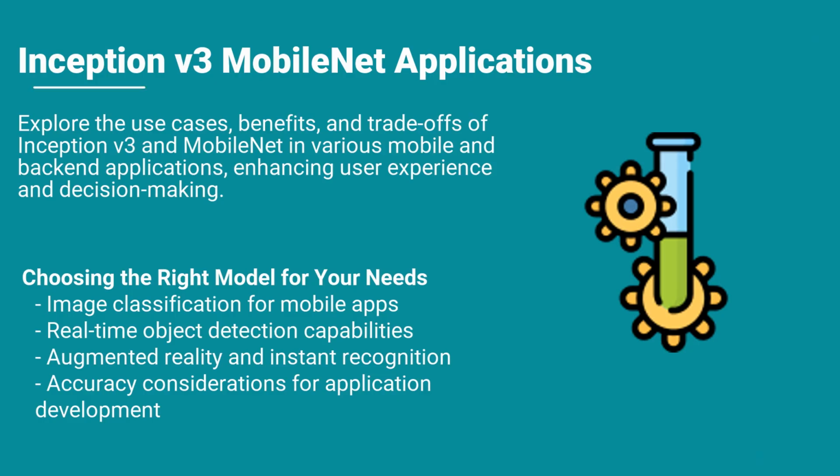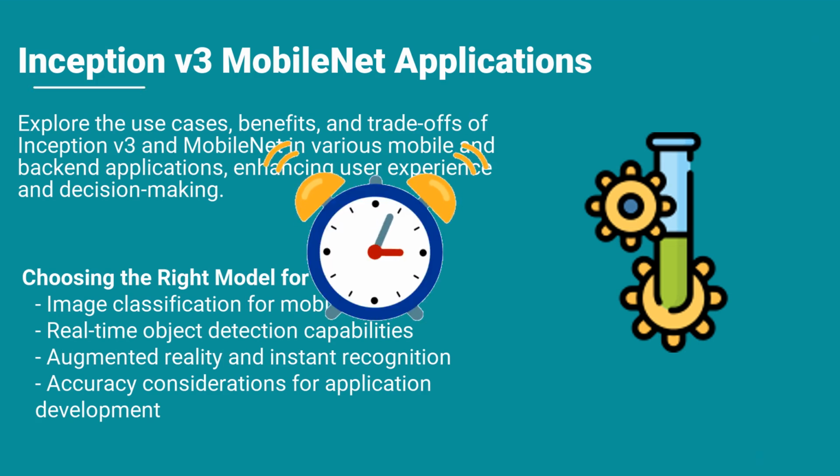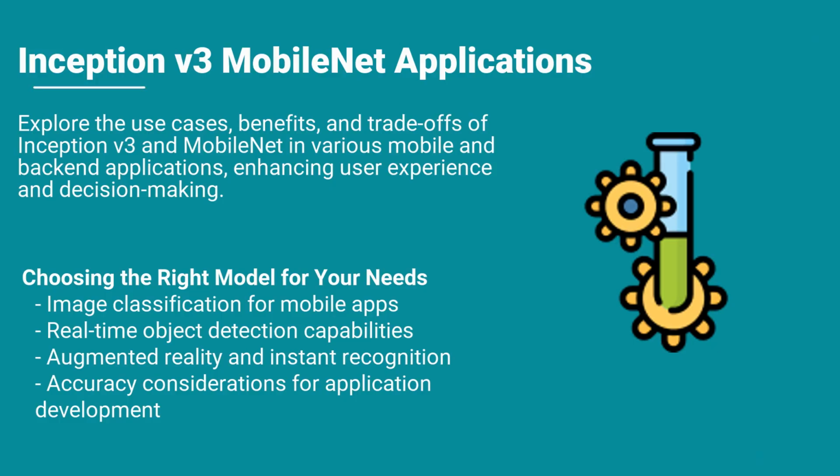Lastly, let's take a moment to discuss real-world applications. Both models, Inception V3 and MobileNet, can be applied to various use cases, from image classification in mobile applications to real-time object detection. Developers often gravitate towards MobileNet for mobile-focused applications, especially in areas like augmented reality, or AR, and instant image recognition features in consumer apps. Meanwhile, Inception V3 shines in back-end processes where accuracy is paramount, such as photo tagging and sorting within online platforms.